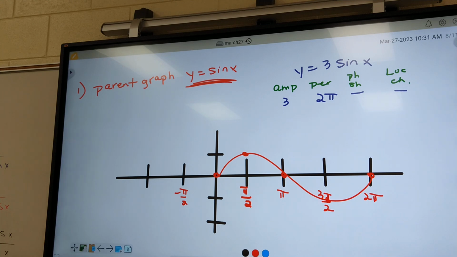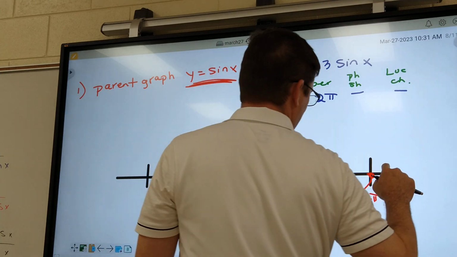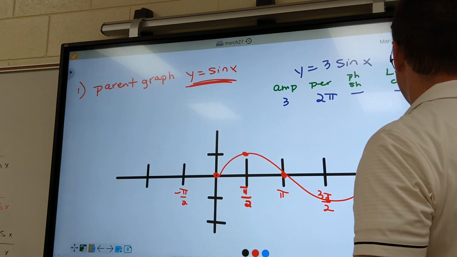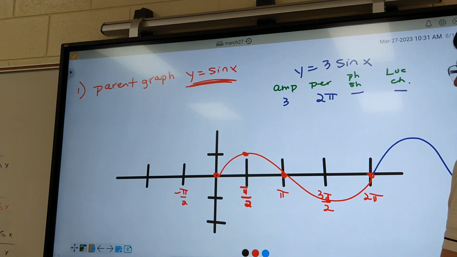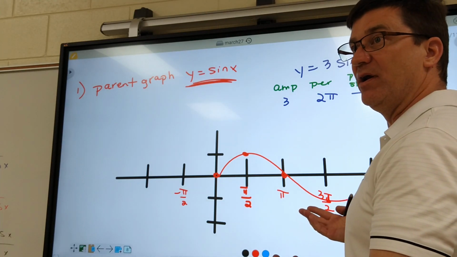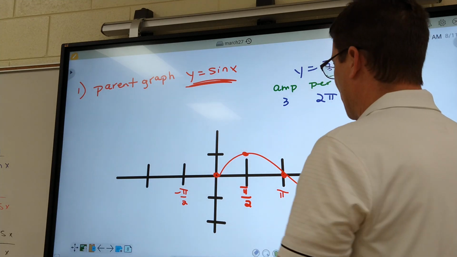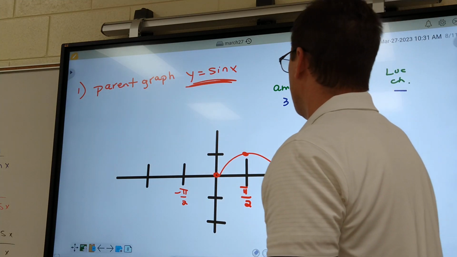All right, so this is what I'm talking about. The period is from here to here. Because look, if I kept going, Matthew, it would just start over and keep going all the way out here. So that's how far it has to go before it starts over, is the period. Does that make sense? It's like the length of it before it starts over.